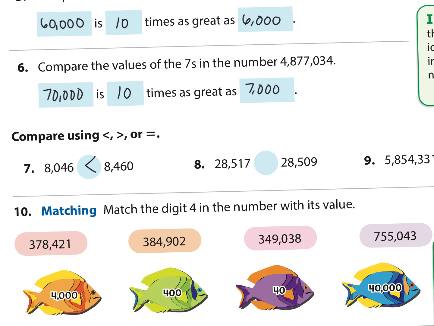Yes, so how do I read this number sentence? This is a number sentence. How do I read that, Caden? 8,460 is greater than 8,046. Good. Now let's read left to right. How would I read it left to right, Ace? 8,046 is less than 8,460. Yes, perfect.